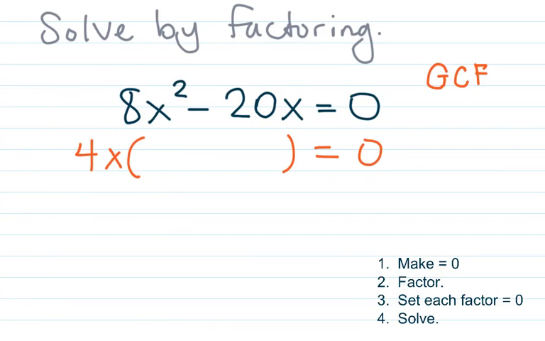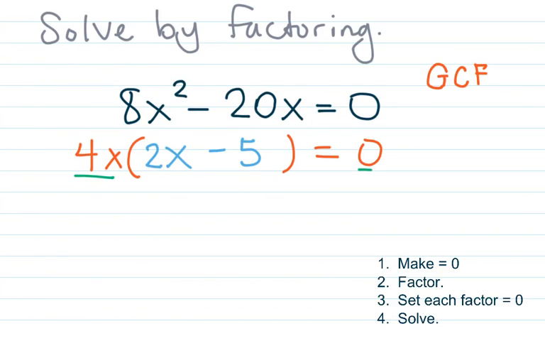If we do 8 divided by 4, we get 2. X squared divided by x, we get x. Negative 20 divided by 4 would be negative 5. X divided by x would cancel out. So we factored it. Now we can set each factor equal to 0.